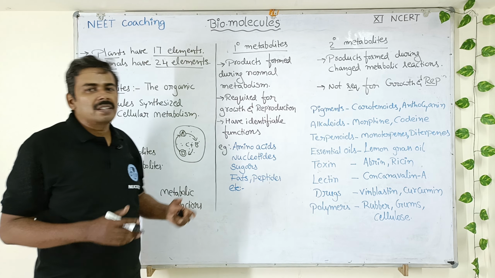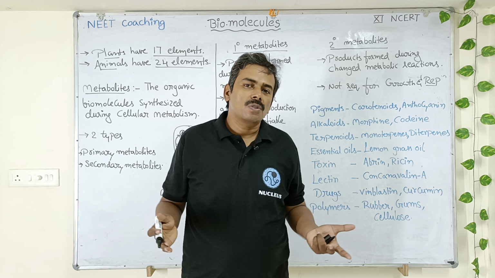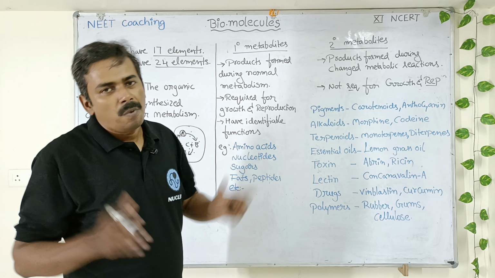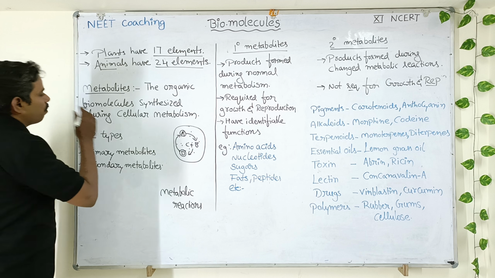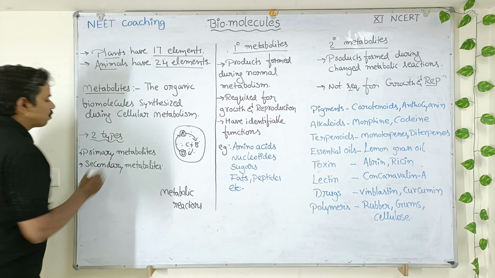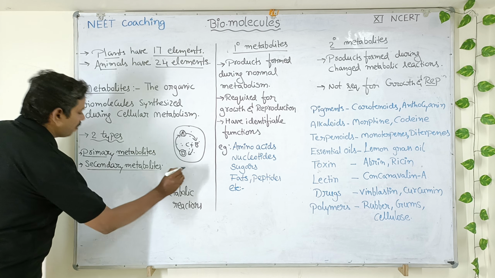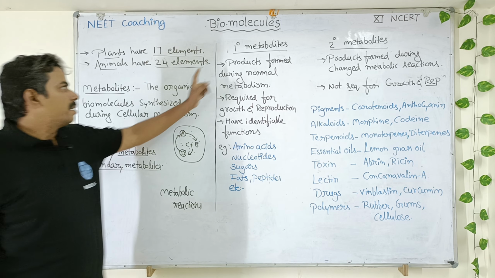Examples of metabolites like amino acids, glucose, fructose, sucrose, nucleosides, nucleotides. Like this, you can say n number of examples. Now look here. We can classify the metabolites which are produced inside the cell into two types. What are those? Primary metabolites and secondary metabolites. Now let's see what are primary metabolites.